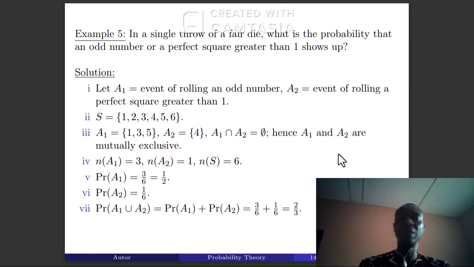But what is our total sample space, all possible outcomes? They are 1, 2, 3, 4, 5, 6. So a1, the event of rolling an odd number. What are the odd numbers in this? We have 1, 3, and 5. And what are the perfect squares greater than 1?